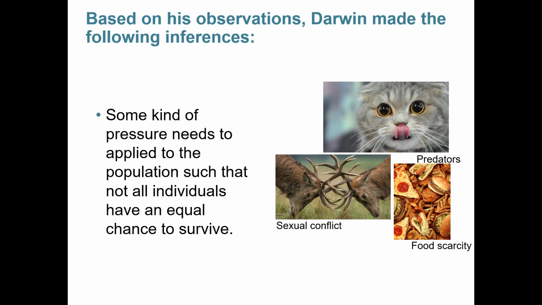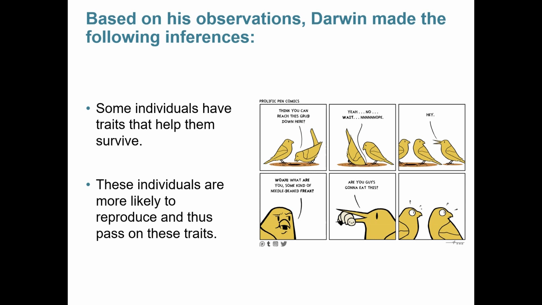Generally, when we think about pressure, it falls into three major categories. Either there's predators on the island that some of them need to be able to escape from, there might be some sexual conflict between members in a species, or there might be issues with food availability. Now, there really aren't any predators on the Galapagos, and finches don't really have sexual conflict, so he hypothesized that this was related to food. The idea was that some individuals must have had traits that helped them survive in one way or another. These individuals would then be more likely to reproduce and thus pass those traits on.